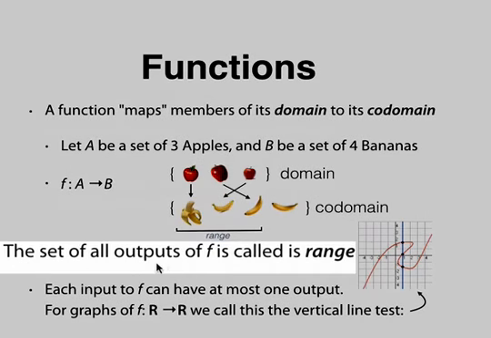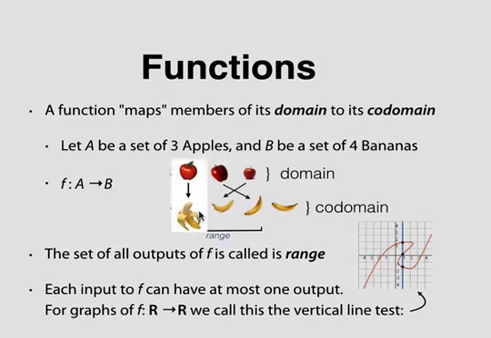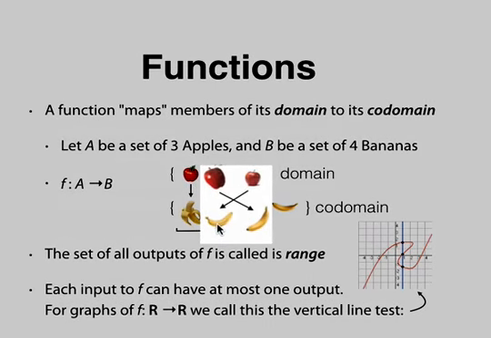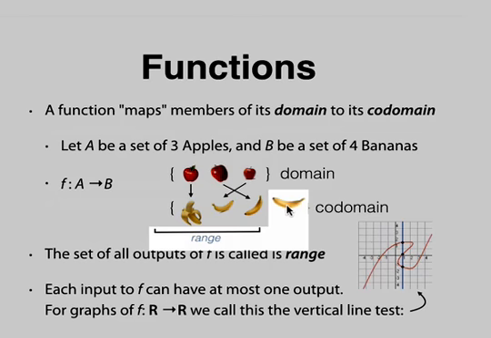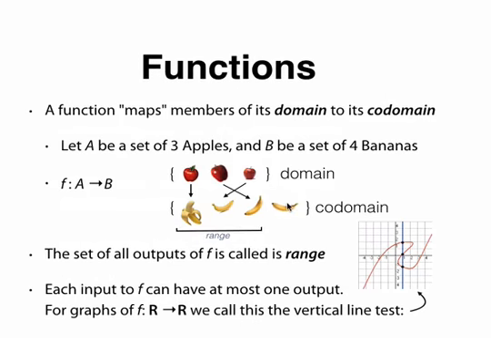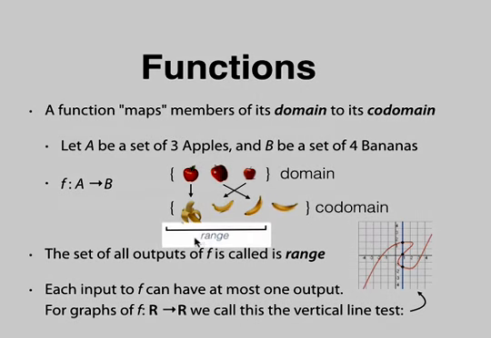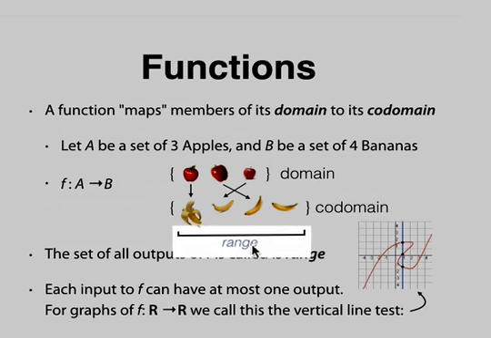The range is the set of all outputs of f. Meaning, you see this banana is produced by applying f to this apple, this banana is produced by applying f to this apple, and this banana is produced by applying f to this apple. But this banana is not in the range of f because there's no input that produces it. So the range is a subset of the codomain. It could be smaller, or it could actually be the whole codomain. If the range is the whole codomain, that function has a special property which we're going to talk about.